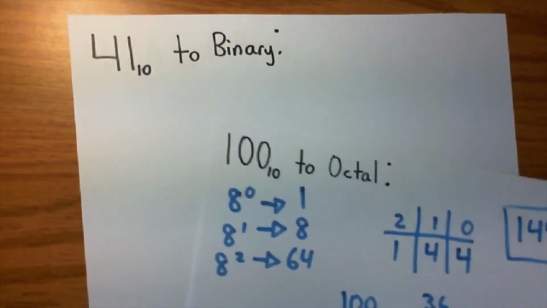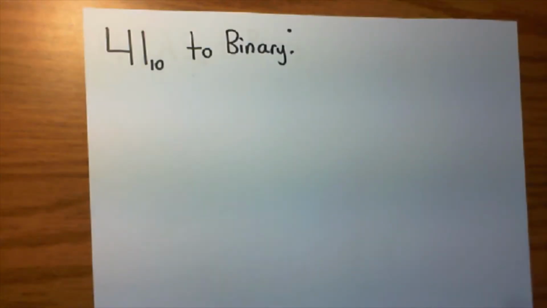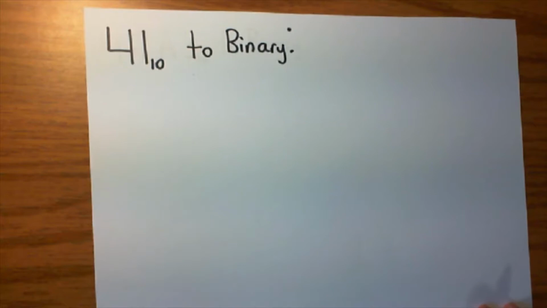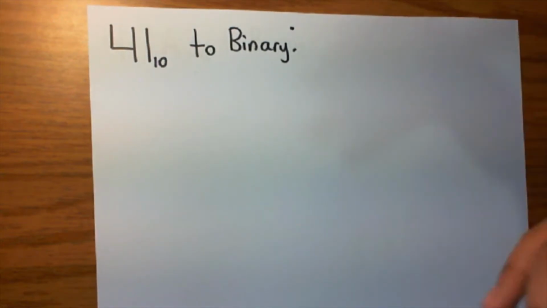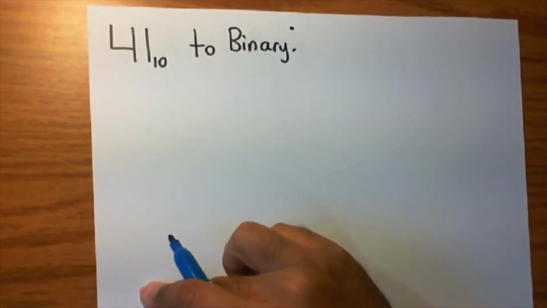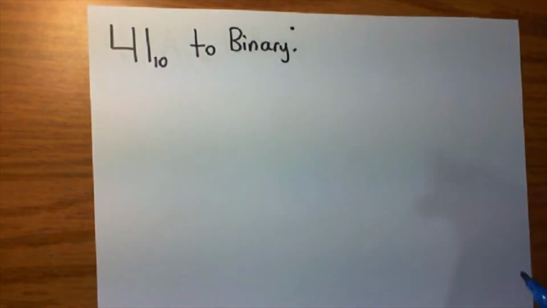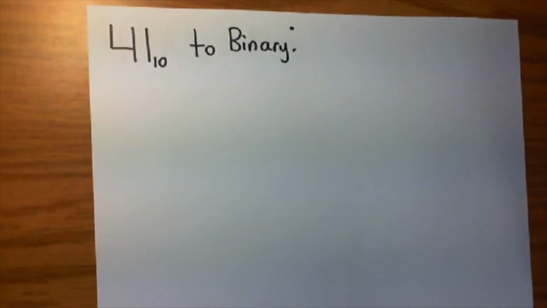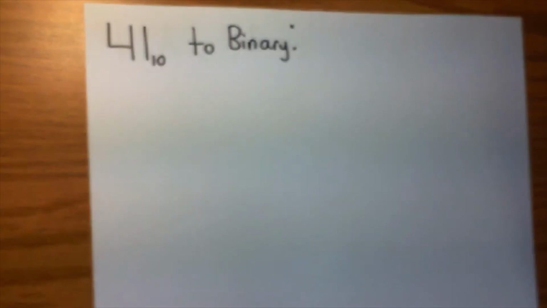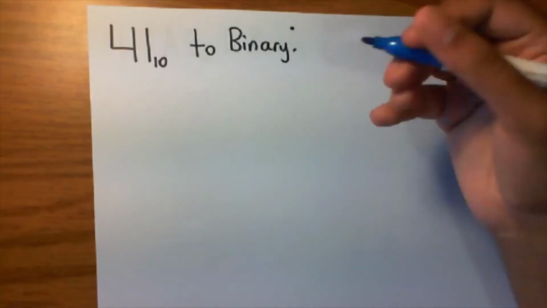And I believe the next one is another 41 base 10 to binary. So what we're going to do now is the same thing. I don't think I'm going to write out everything, because there would be a lot. But what you want to think about is a power of 2 which is less than 41. So actually, I will write it out.